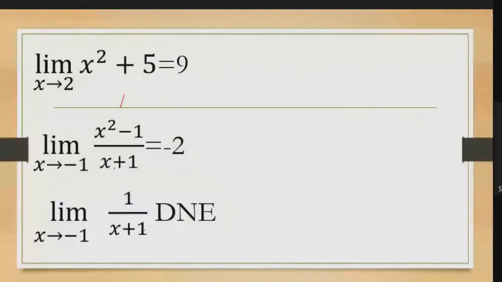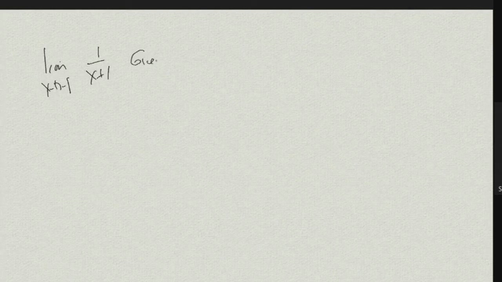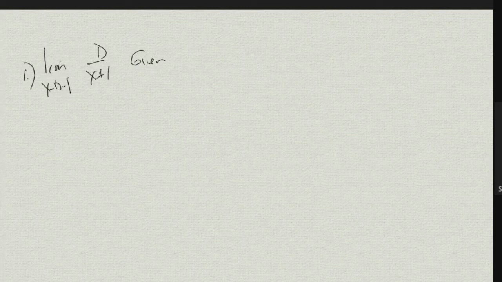Last example, let's show this DNE: 1 over x plus 1. The limit of 1 over x plus 1 as x approaches negative 1. Given. Can we still factor the 1 in the numerator? No, that's it. Does the x plus 1 in the denominator still factor? No. So, simple as that. We have nothing more to factor, so we can now proceed with the limit laws or theorems of limits.